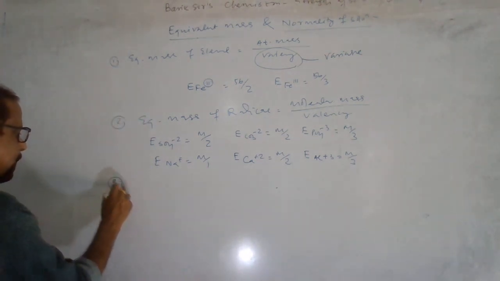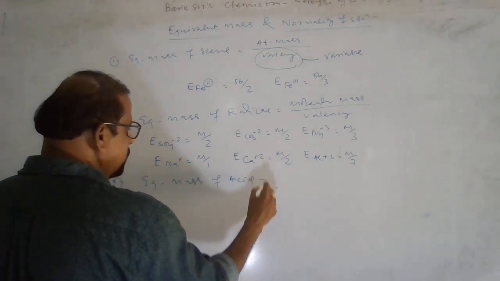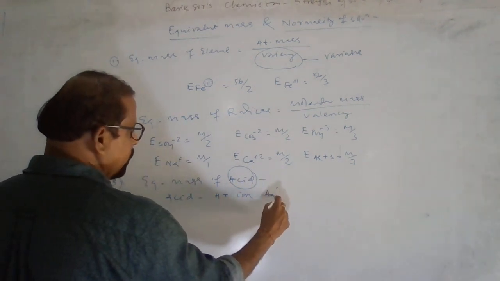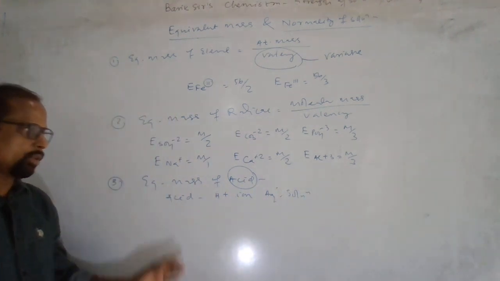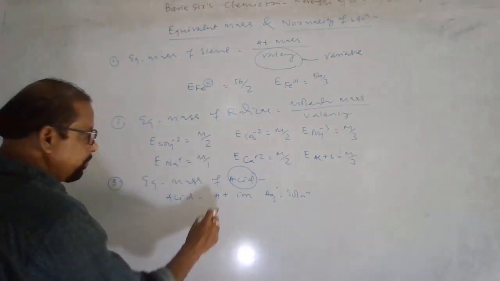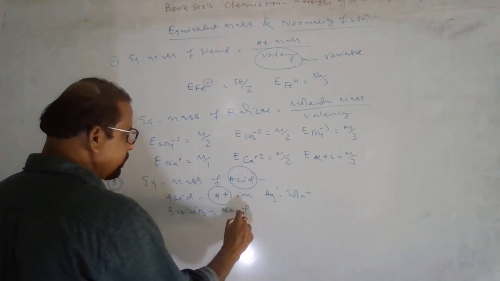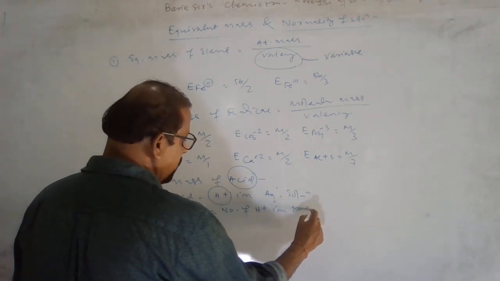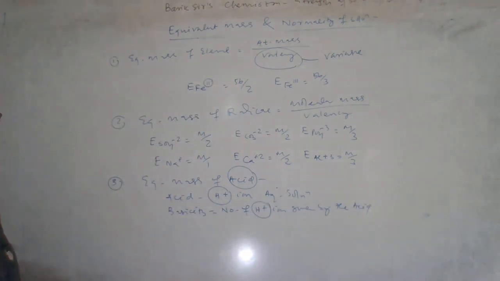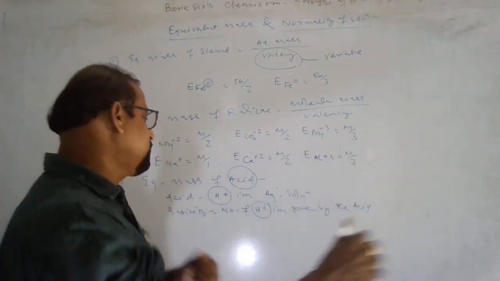So similarly, the equivalent mass of a salt or the equivalent mass of an acid. What is an acid? First of all, an acid is a substance which can give H plus ion in aqueous solution, according to Arrhenius. So the number of H plus ions given by the acid is called the basicity. Basicity is the number of H plus ions given by the acid.